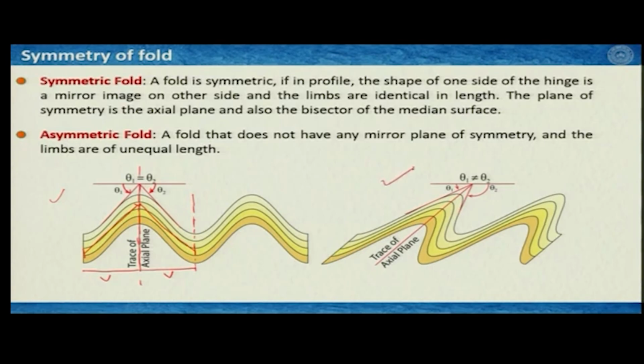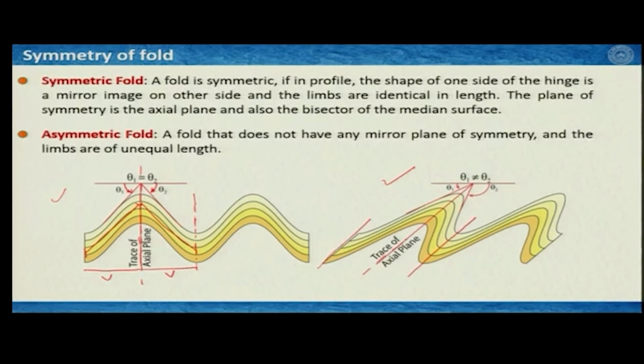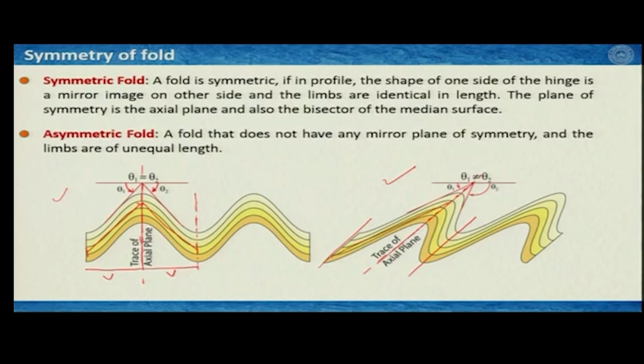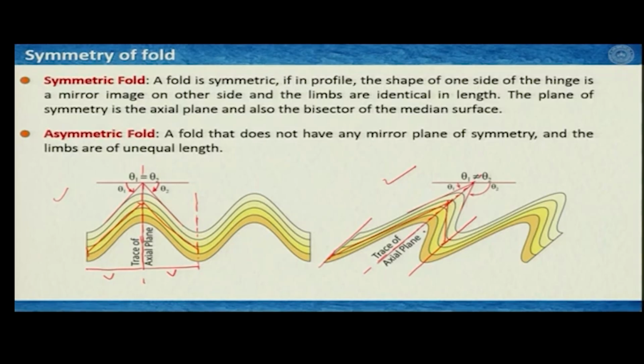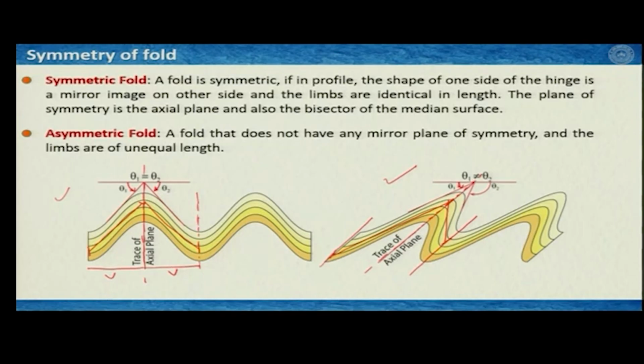In contrast, in an asymmetric fold, there is no plane of symmetry, or there is no plane of mirror image. You can see that if I consider this segment of this fold and this line, or any other line, you cannot produce a mirror image of the other side. Therefore, this fold is asymmetric. You can also see the length of this limb is longer than the length of this other limb, considering it does not have any hinge zone. This angle, if you measure, is theta 1, this angle is theta 2, and in this case theta 1 is not equal to theta 2. So, this is how we define the symmetric fold and asymmetric fold.